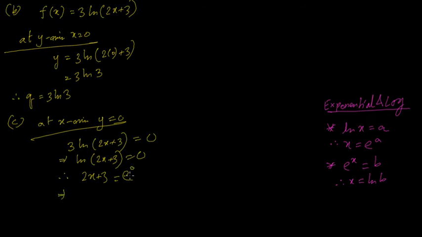Now anything to the power 0 is 1, so 2x plus 3 equals 1. So 2x equals minus 2. Therefore x equals minus 1. So this is the value of x, meaning this is where it cuts the x-axis. Wherever it cuts the x-axis, that is the value of p. So therefore p equals minus 1.